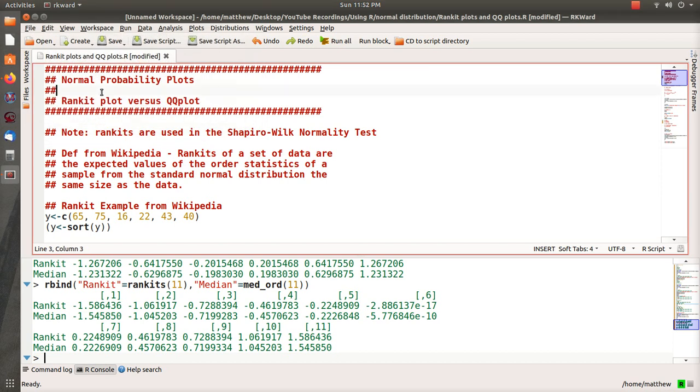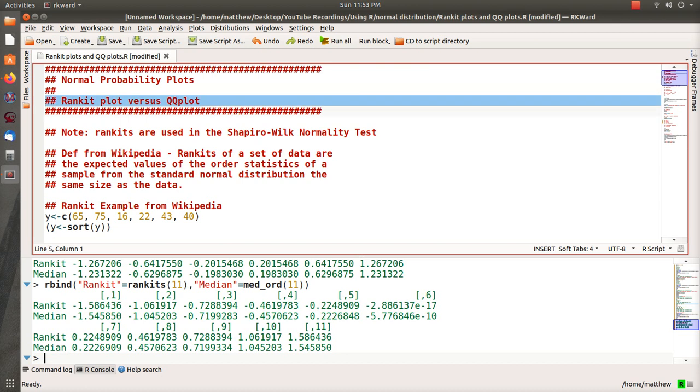Hello, in this video we're going to compare the Rankit plot versus a QQ plot. Now, QQ plot is a default function in R that plots your sample data against what is expected in the standard normal distribution. If your data is normal, then it should be a straight line, and if it's not, then you get a deviation from a straight line. And a Rankit plot is another type of normal probability plot.